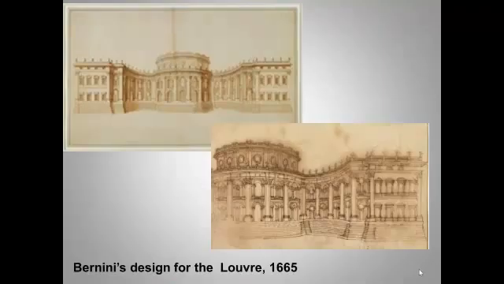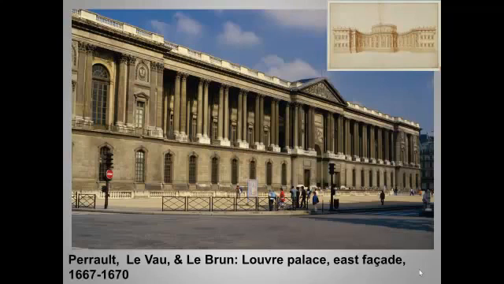So here's a little comparative exercise. In 1665, the Sun King summoned the famous Roman architect Bernini to France to design a new east facade for his palace, the Louvre. So here are some of Bernini's sketches. Note the curves, the alternating convex and concave facade. Bernini may not have liked Borromini, but he was willing to steal his ideas. But it all seemed so Italian.